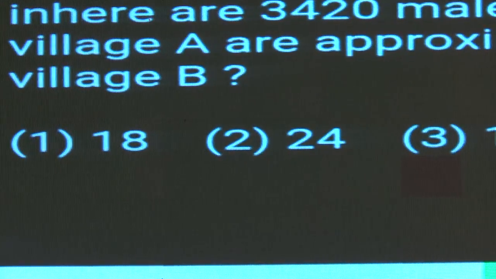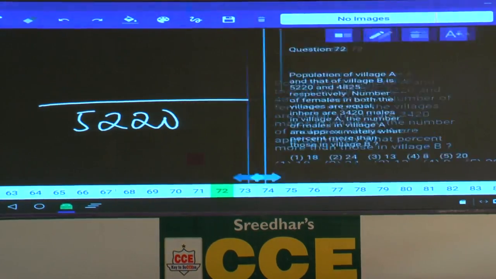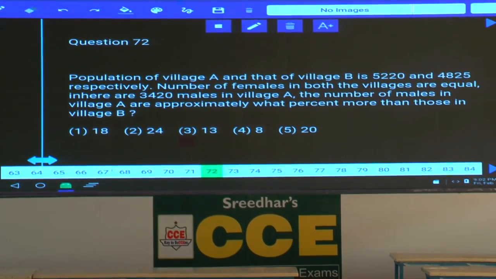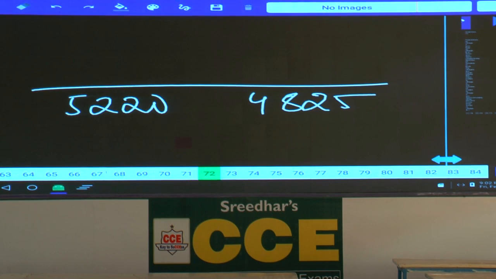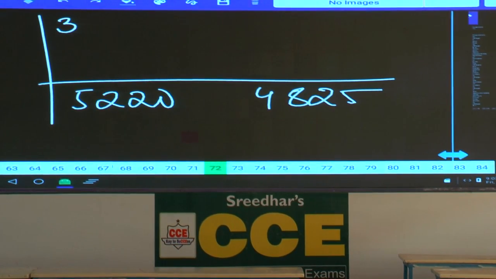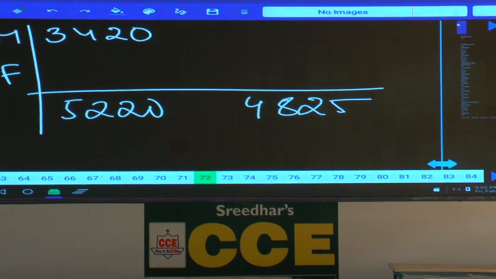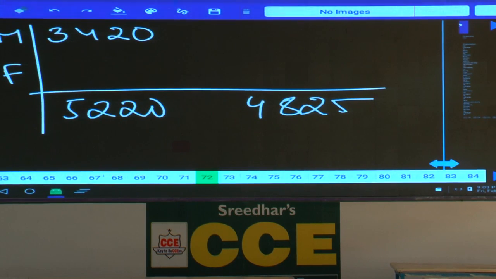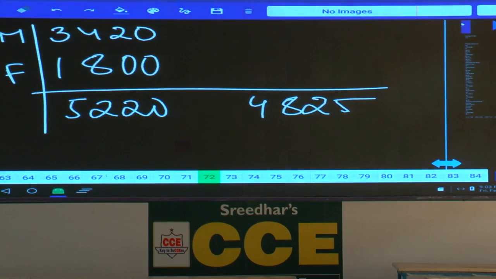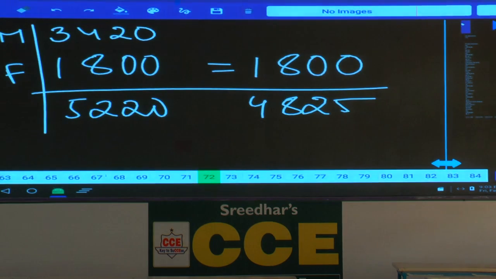Now what is your question? The number of males in village A are approximately what percent more than those in village B? Right. Now in village A, total population is 5220 and in village B 4825. Now males in village A is 3420. Then the difference of 3420 and 5220 will give you the female count, and since in village A and village B females are equal, that is equal to 1800. Then the difference of 1800 and 4825 will give you the male count. Yes. How much is that?